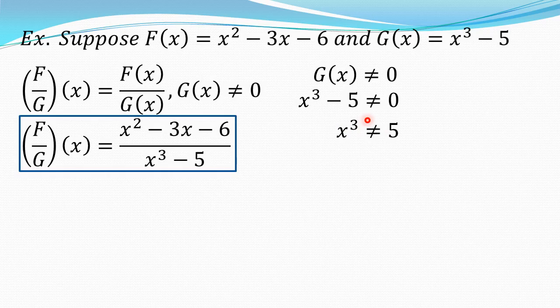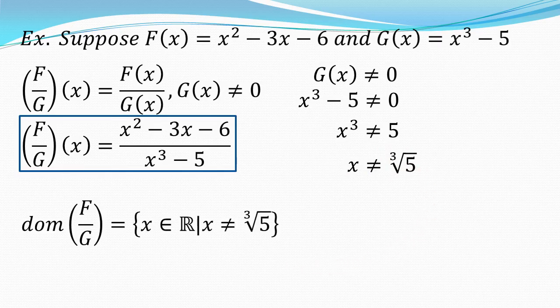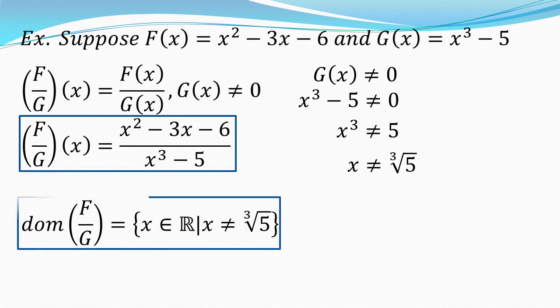We take the cube root so that we'll eliminate this exponent here. So we get x not equal to cube root of 5. We put that in our domain. So the domain of f over g is x, an element of real numbers, such that x is not equal to cube root of 5. Right? That's your final answer.